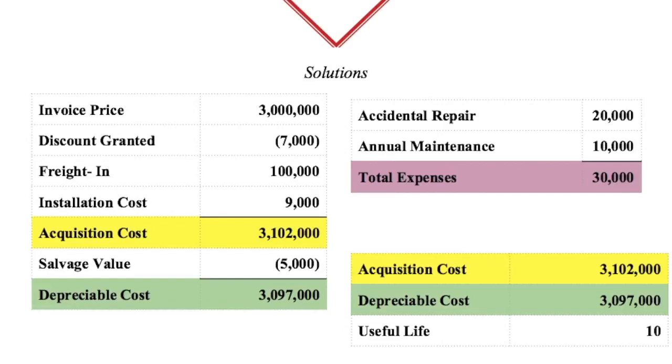If we add the accidental repair of 20,000 and the annual maintenance of 10,000, we will get the total expenses of 30,000. Remember that accidental costs are not necessary costs, and annual maintenance, although necessary, is incurred normally to maintain the asset's condition after it starts operating. In order for it to be capitalized, it should bring the asset to its intended use.